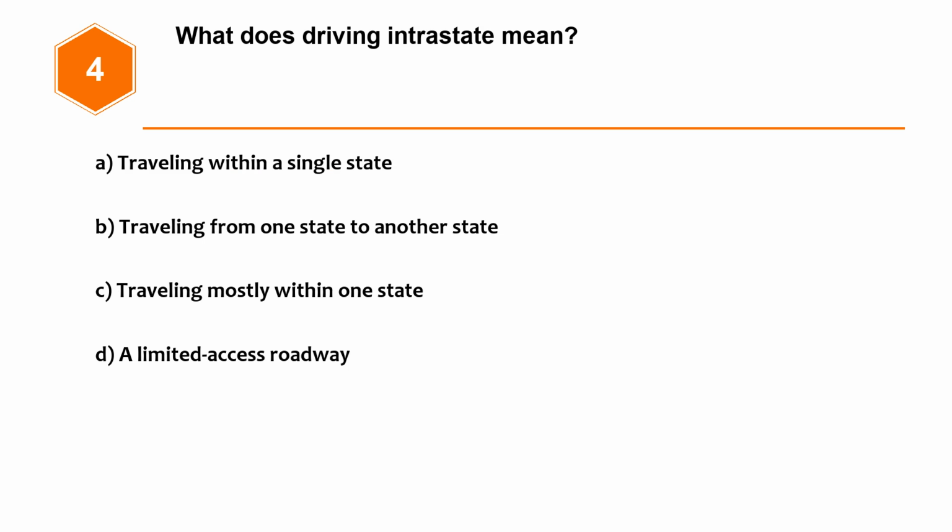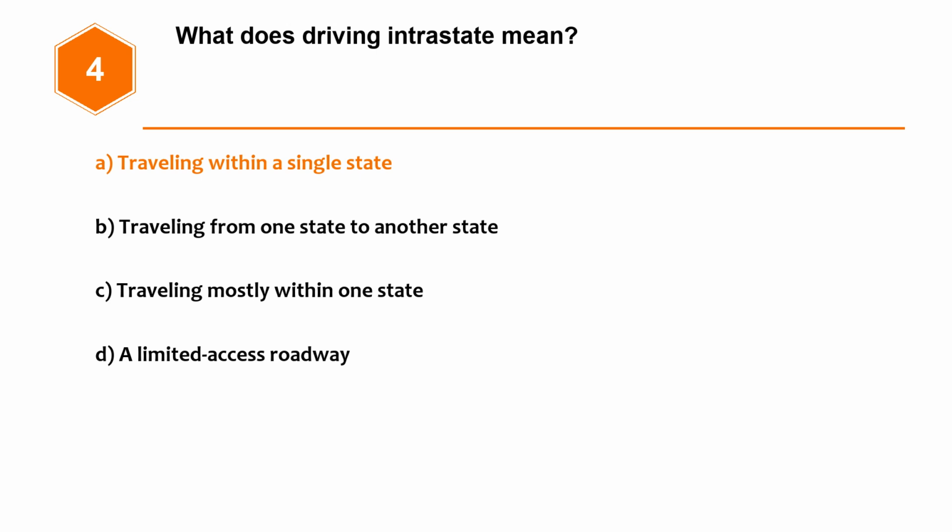Question 4. What does driving interstate mean? Option A, traveling within a single state. Option B, traveling from one state to another state. Option C, traveling mostly within one state. Option D, a limited access roadway.